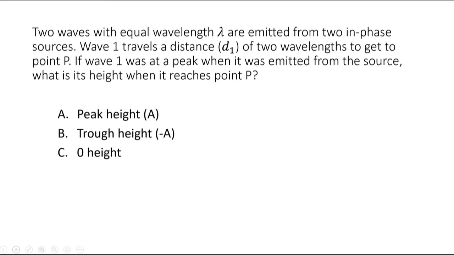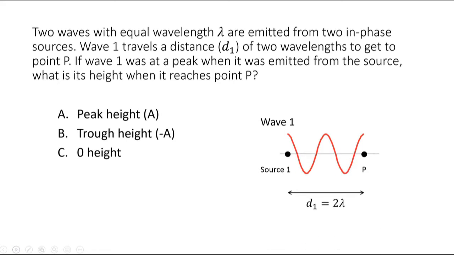Ultimately here we want to determine whether or not the two waves are going to interfere constructively or destructively at point P. So first of all, we just want to think about if wave 1 was at a peak when it was emitted from the source, what is its height going to be when it reaches point P? Okay, so to answer this question, I would think about sketching it out. So first of all, we know that the wave is emitted at a peak. So I would start at a peak and draw in a little dot that corresponds to the source location. So my wave is at a peak at this source.